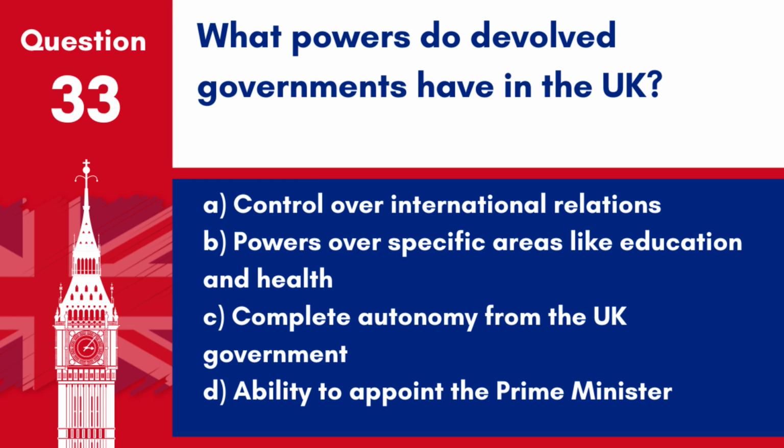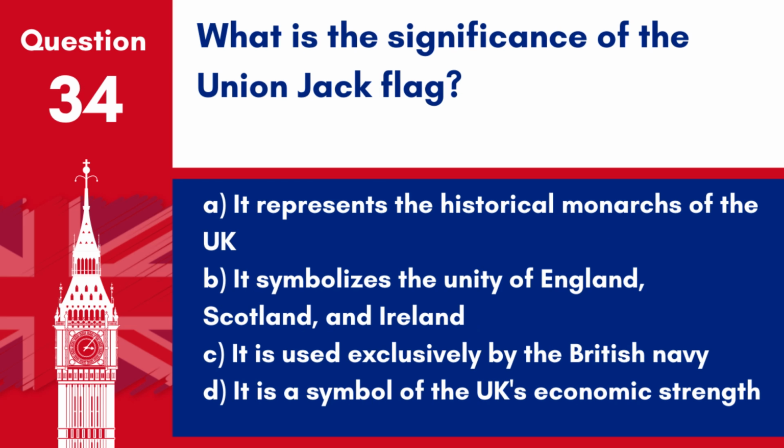A. Control over international relations. B. Powers over specific areas like education and health. C. Complete autonomy from the UK government. D. Ability to appoint the Prime Minister. Answer. B. Powers over specific areas like education and health. Devolved governments in Scotland, Wales, and Northern Ireland have the authority to make decisions on matters such as education, health, and transportation. Question 34. What is the significance of the Union Jack flag?